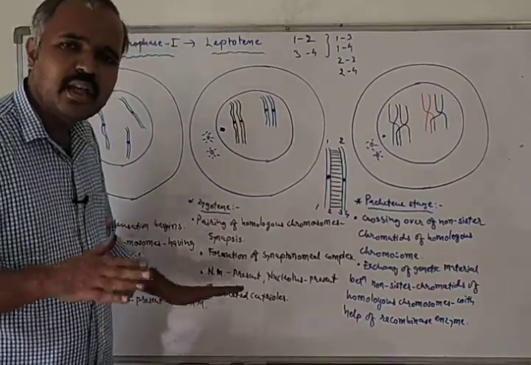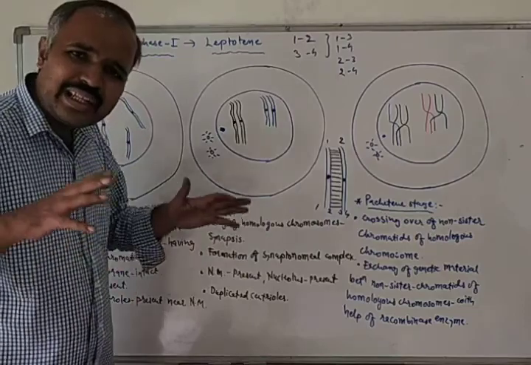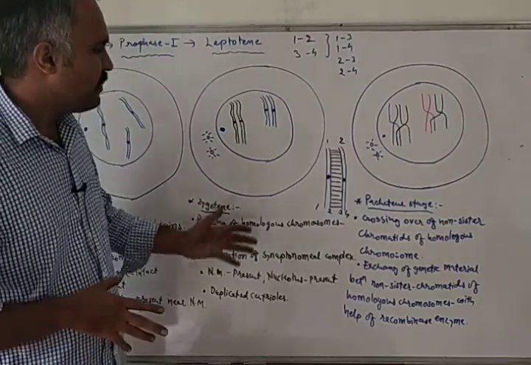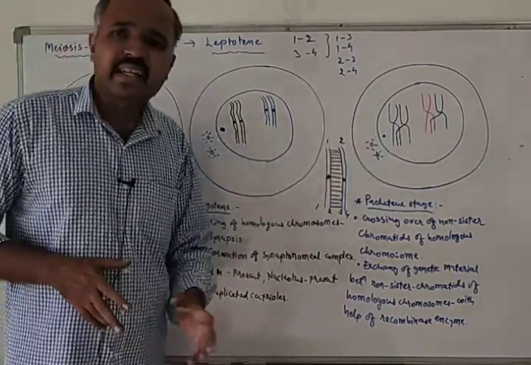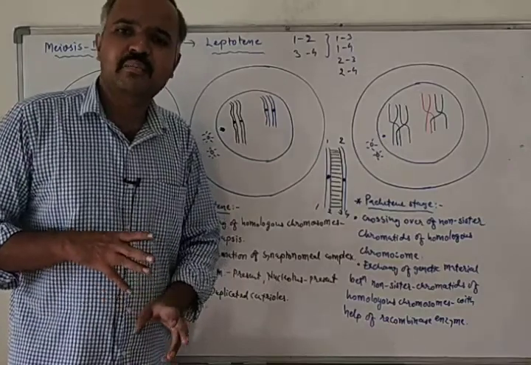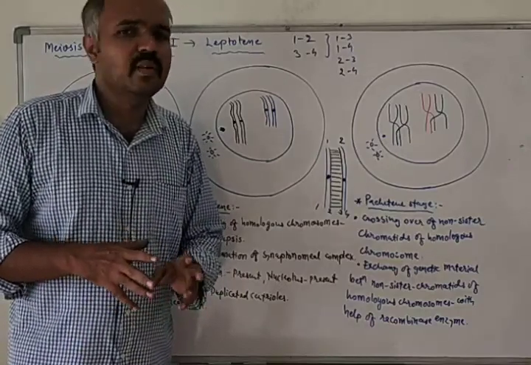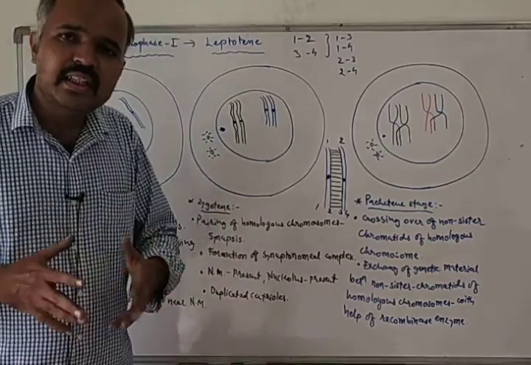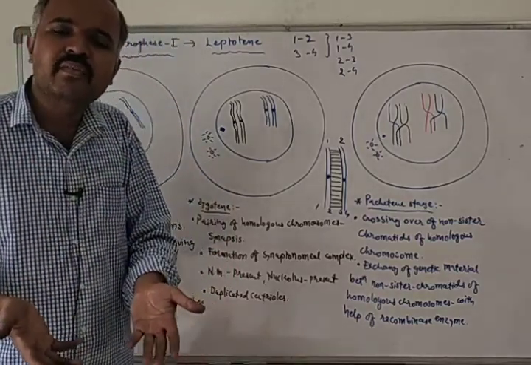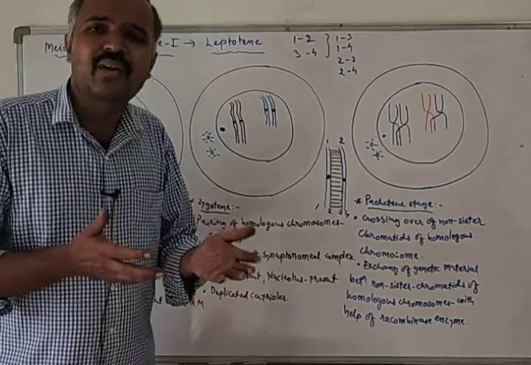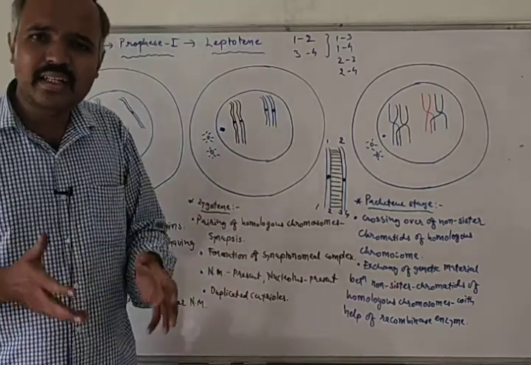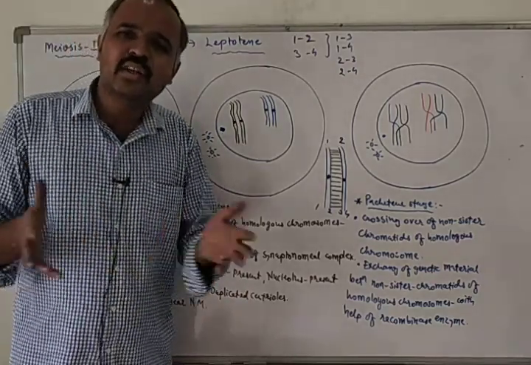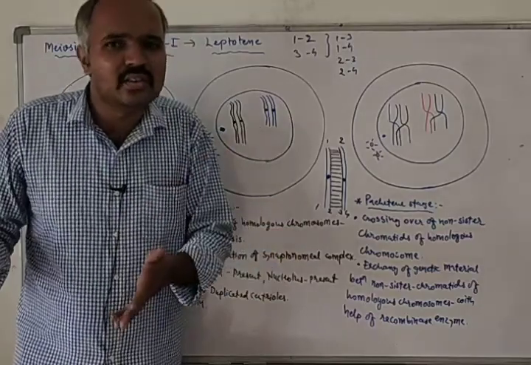Nuclear membrane is present, nucleus is also there, duplicated centrioles are also present. Then in the pachytene stage, there will be exchange of the genetic material between the non-sister chromatids of the homologous chromosome. What are non-sister chromatids? Chromatids which are not attached to each other by a centromere are known as non-sister chromatids.